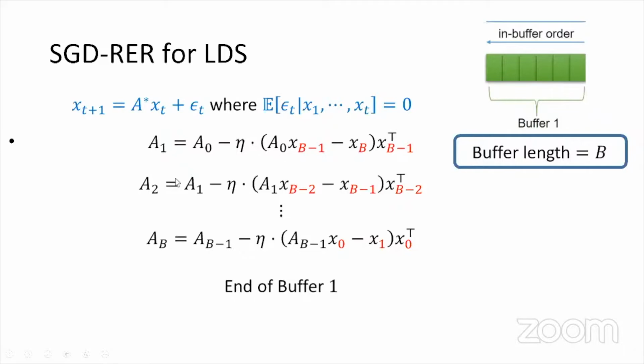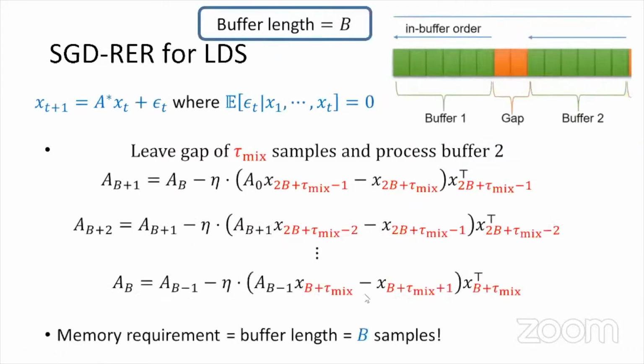And then we get a1, and from a1 we look at xb minus 1, xb minus 2, and compute the stochastic gradient at a1. Similarly, we just keep going all the way up to these examples, and then we get the final iterate of the first buffer, which is AB. And then the buffer will end at this point, end of buffer 1, right? And then we leave a gap of mixing time number of samples, and then we go to buffer 2.